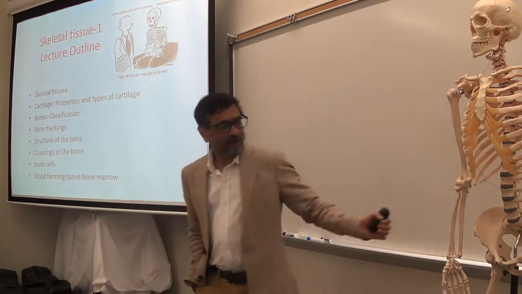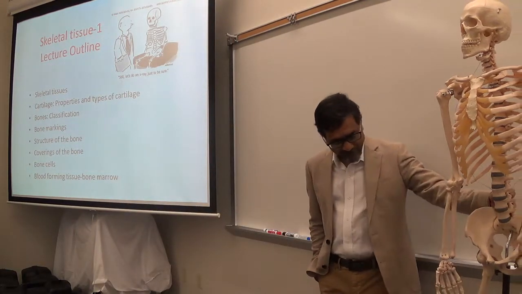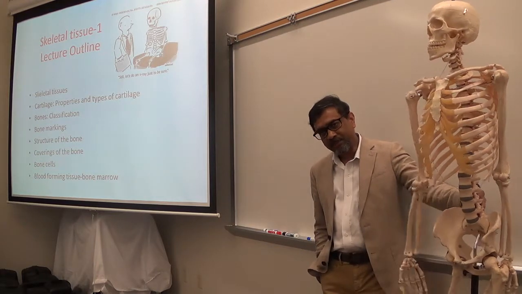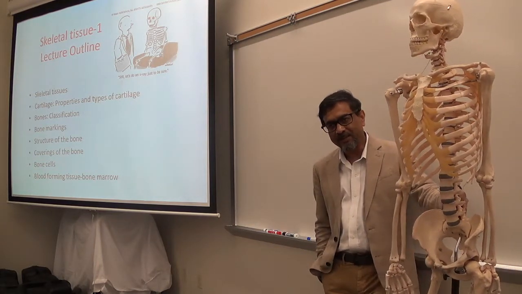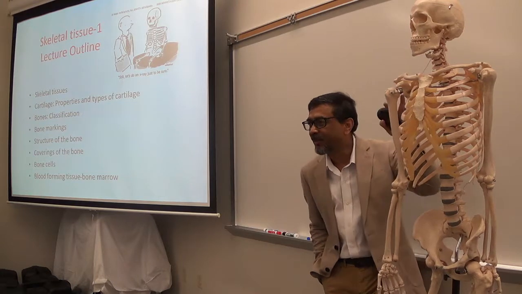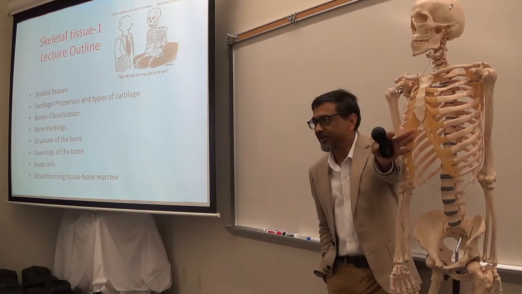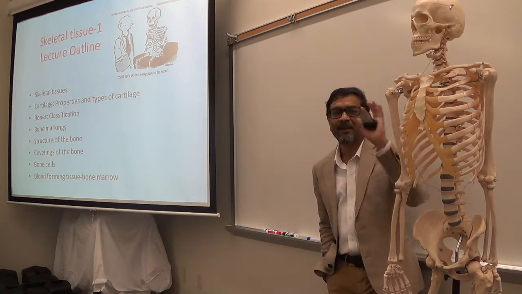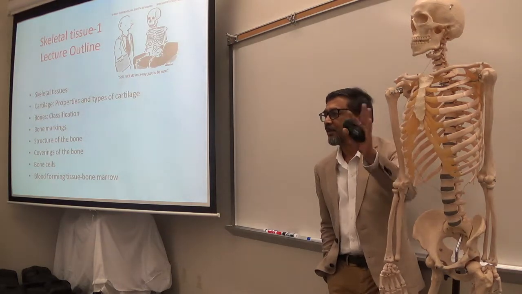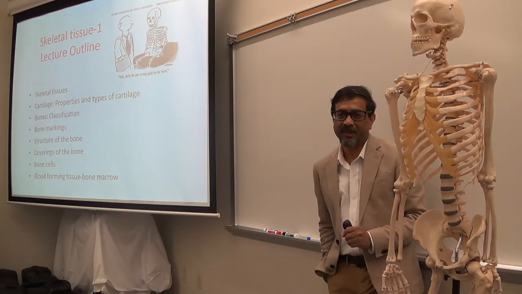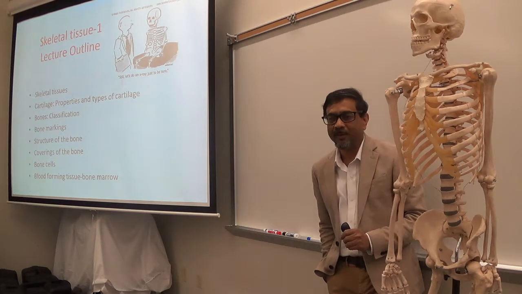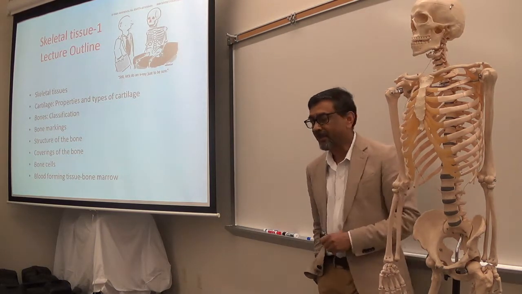You know, the skeleton consists of the skeletal tissue, right? Because the skeleton consists of the bones, cartilages, right? And those are the main structures of the skeletal tissue. And ligaments at the joints.